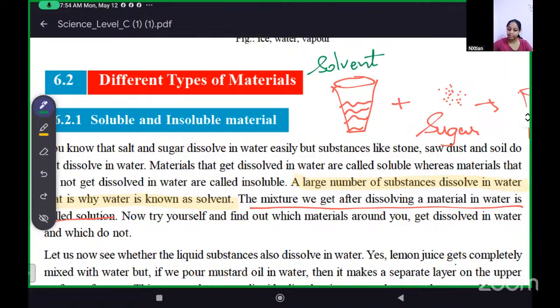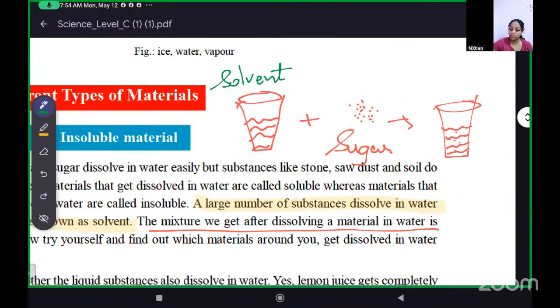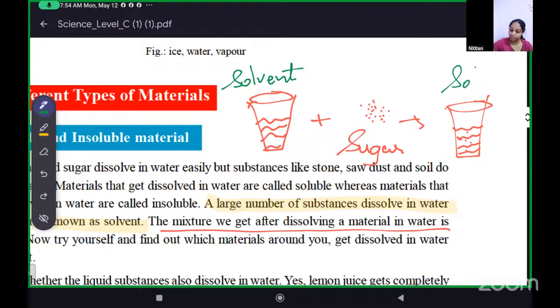The thing that I will get when I have dissolved something in it will be known as solution. The thing that I am dissolving is known as solute. So when you dissolve a solute in a solvent, that can be water, what you obtain after mixing them both is known as solution.